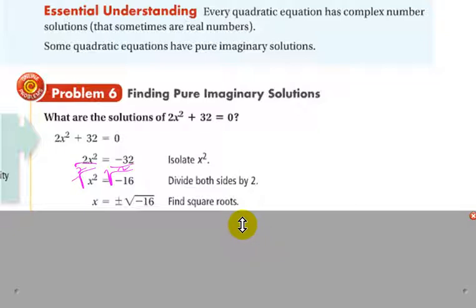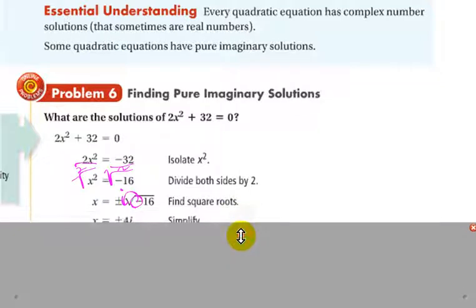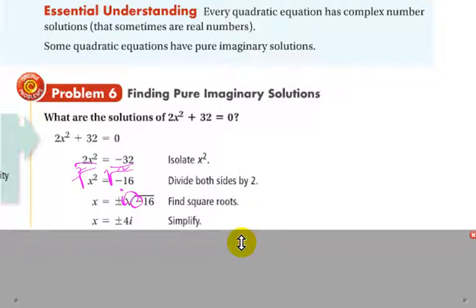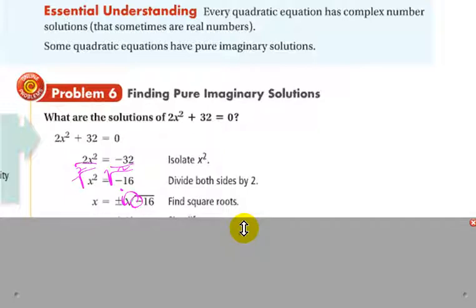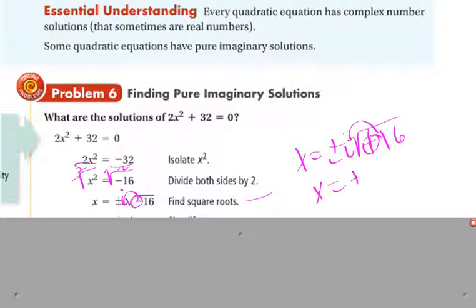But we're still not finished, right? Because that's going to come out as an i. So we'll have i radical 16, which is 4. So let me show you this step here. You have x equal positive negative radical negative 16. Well, this comes out as an i. And you're left with x equal positive negative i radical 16.